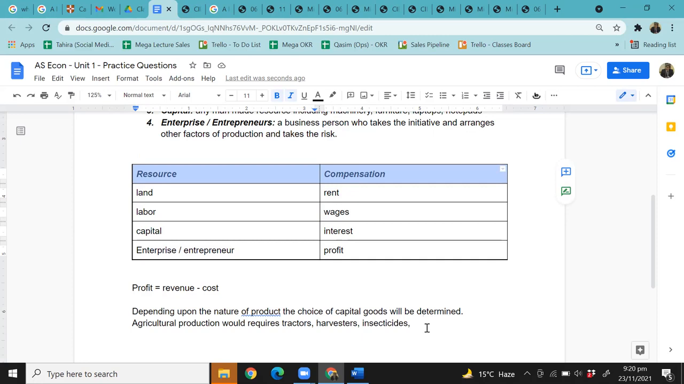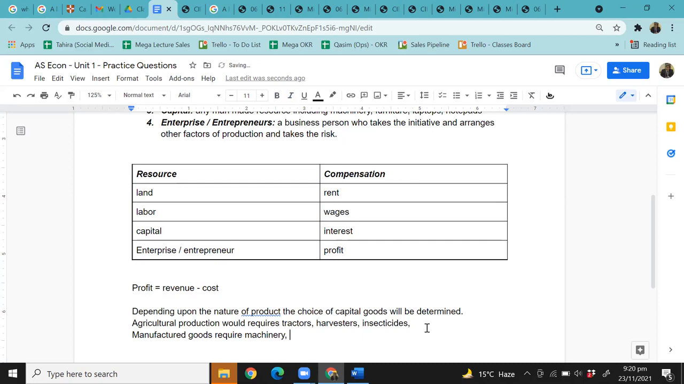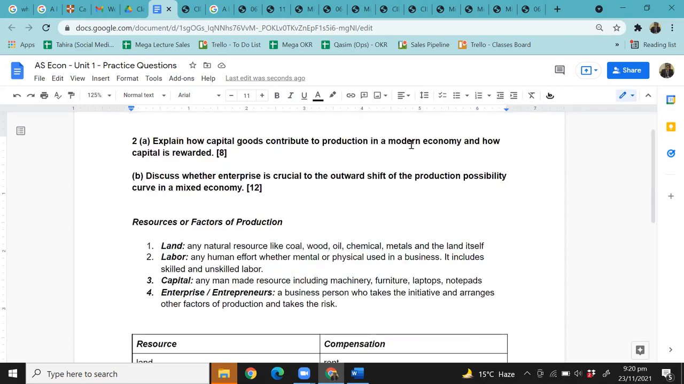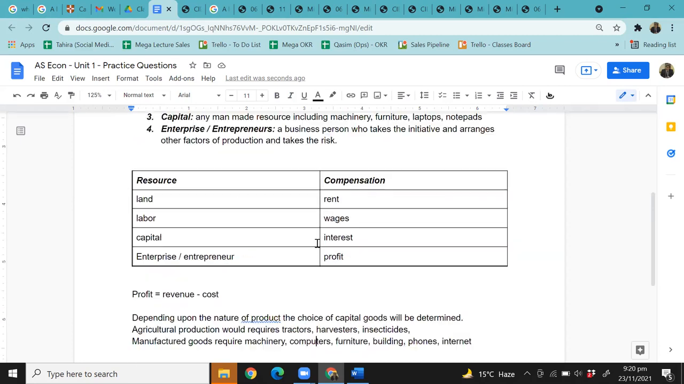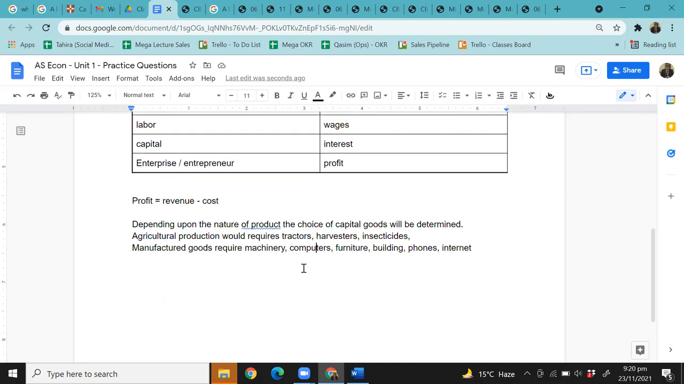So agricultural production requires these things. On the other hand, manufactured goods require machinery, right? What else? Computers. Can any modern business operate without computers, right? Furniture, right? Building where you're operating, right? Phones, right? Internet, right? So all these things are man-made and these are capital goods. Easy? Any confusion so far? Then you will say that capital is mixed with other resources.